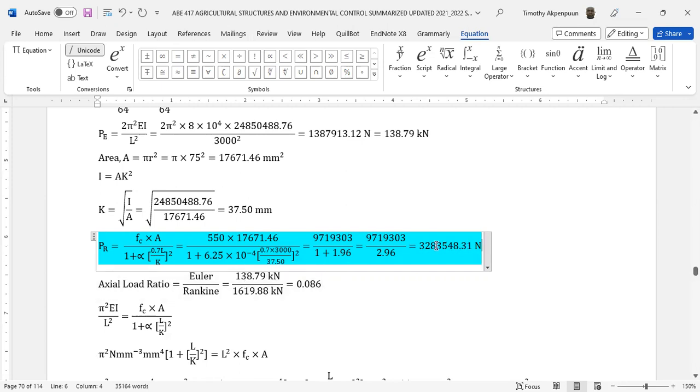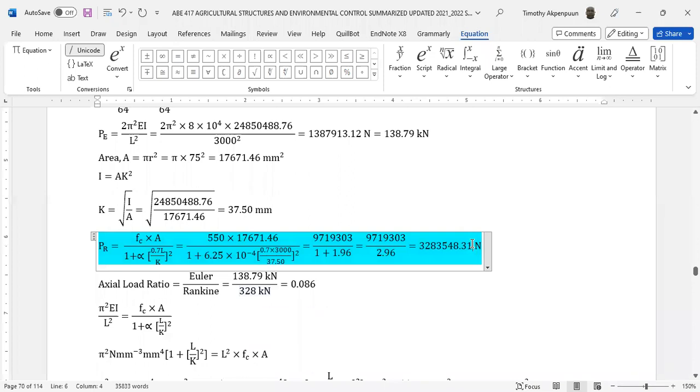Okay, so now this is for Rankine. So let's divide the Rankine by the Euler one now. So what do we have? Sir, let's change to kilometer. Yes, let's change it, exactly.